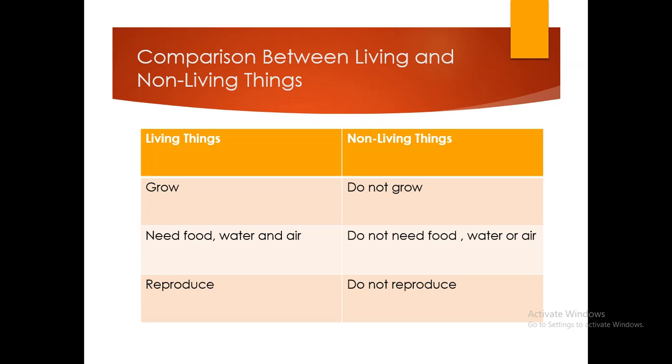Now this is a comparison between living and non-living things. Living things can grow, they need food, water, and air, and they can reproduce. Non-living things, they don't grow, they don't need food, water, or air, and they don't reproduce.